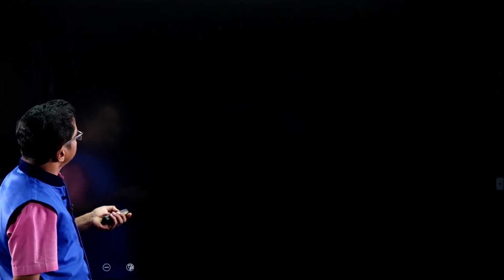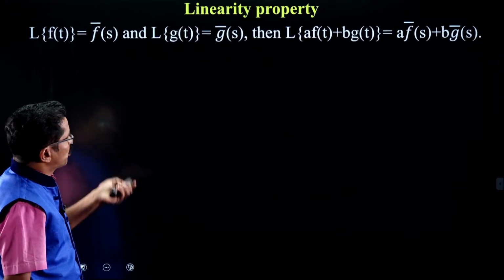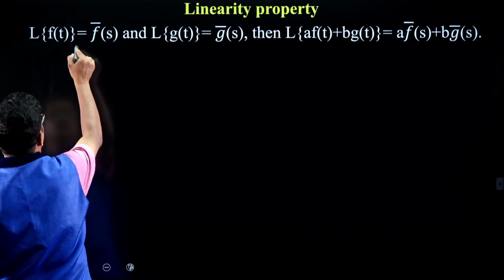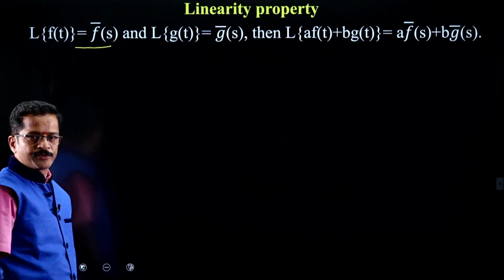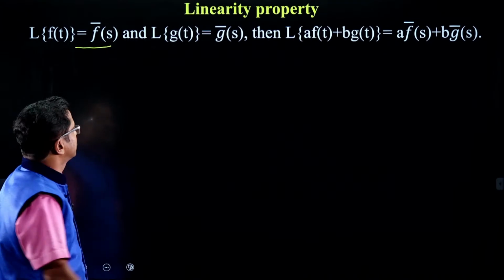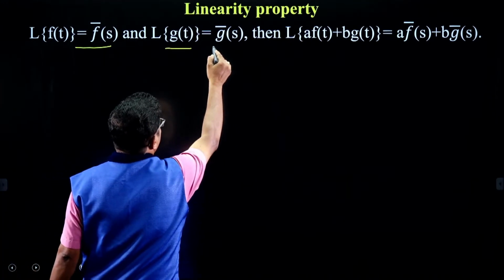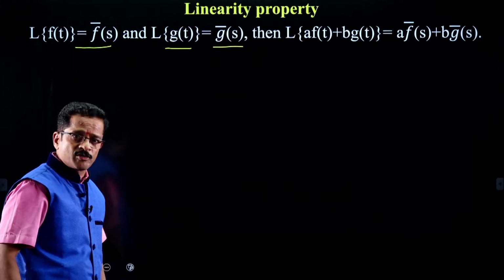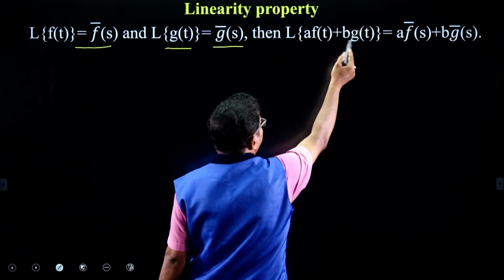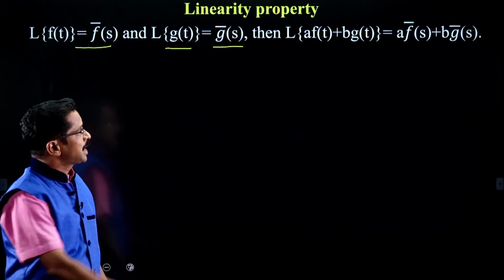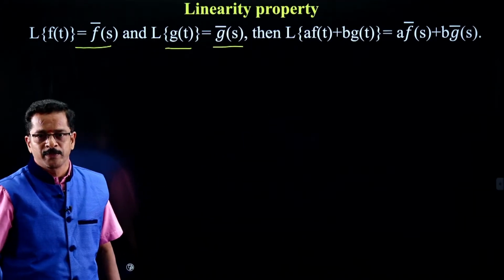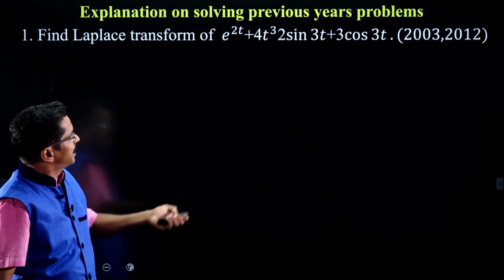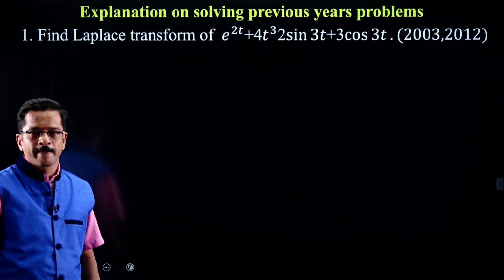Next, the linearity property. Here we have two functions, f of t whose Laplace transform is f bar of s, and g of t whose Laplace transform is g bar of s. These two functions in a linear combination with constants a and b have the Laplace transform a into f bar of s plus b into g bar of s. Let us see one problem on the linearity property.